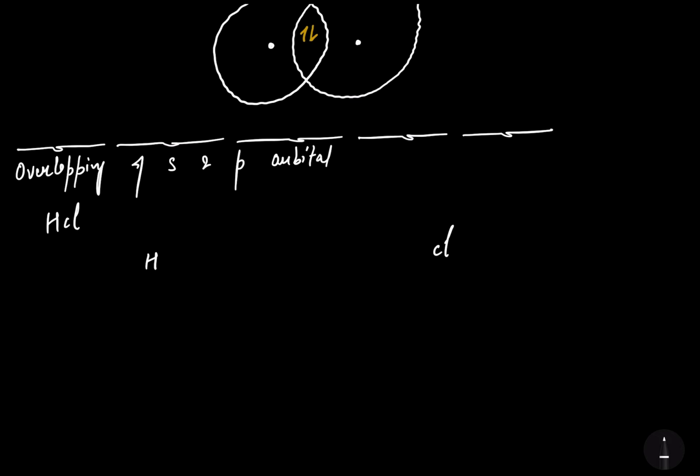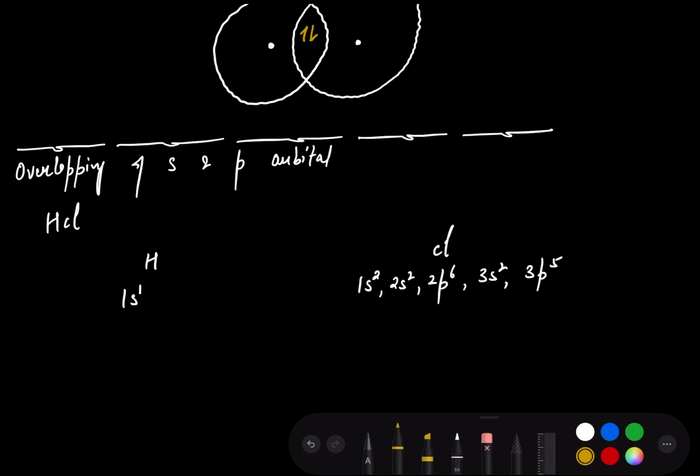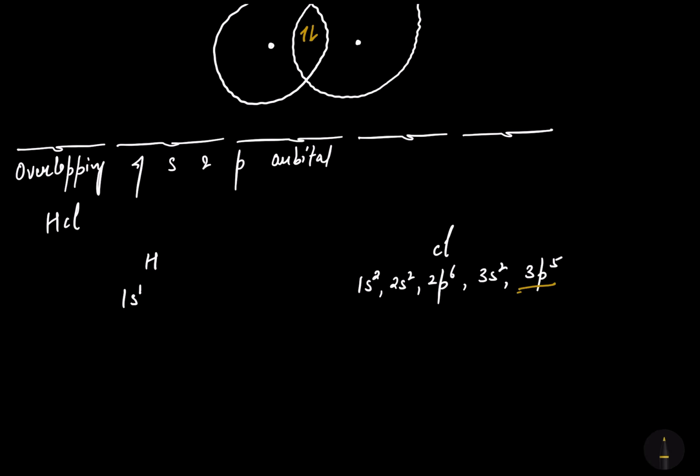Now, what's the electronic configuration of hydrogen in terms of subshells? It's 1s1. What's the electronic configuration of chlorine in terms of subshells? It's 1s2, 2s2, 2p6, 3s2 and 3p5. Now, in case of chlorine, focus on the valence shell, that's 3p, the valence subshell 3p. Now in 3p we are having 3 orbitals.